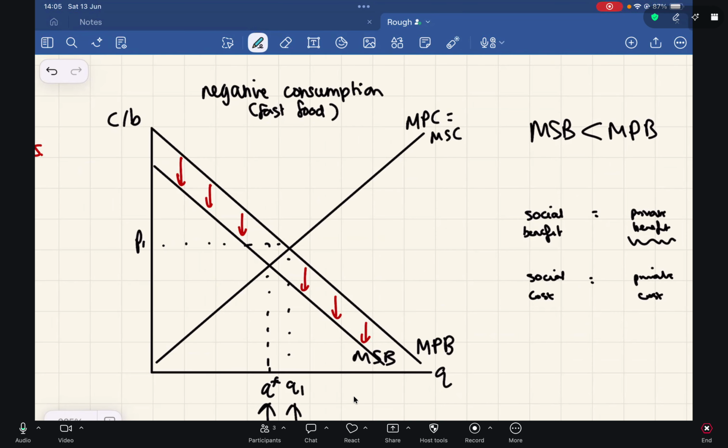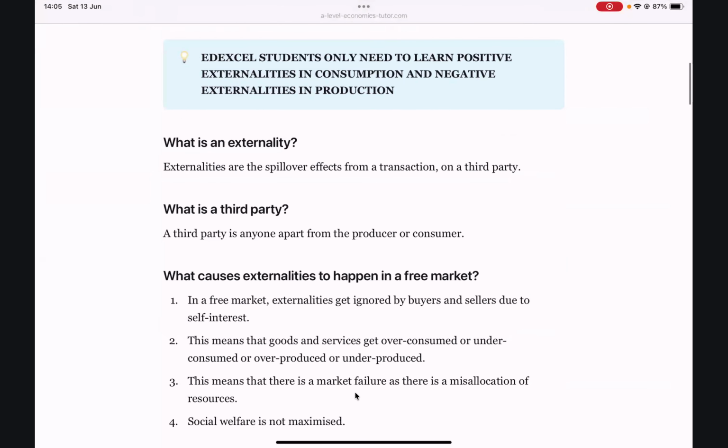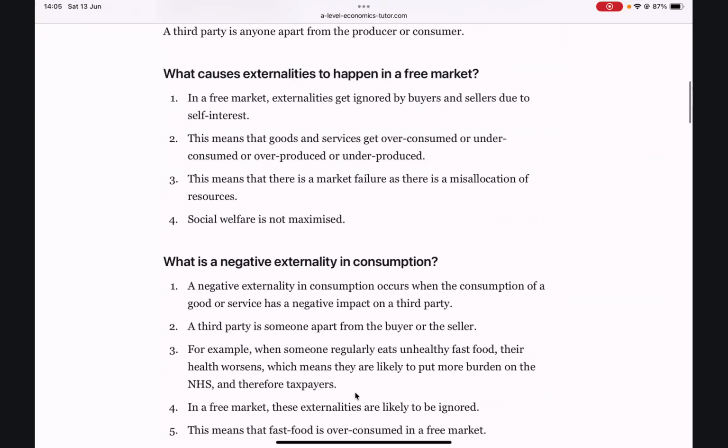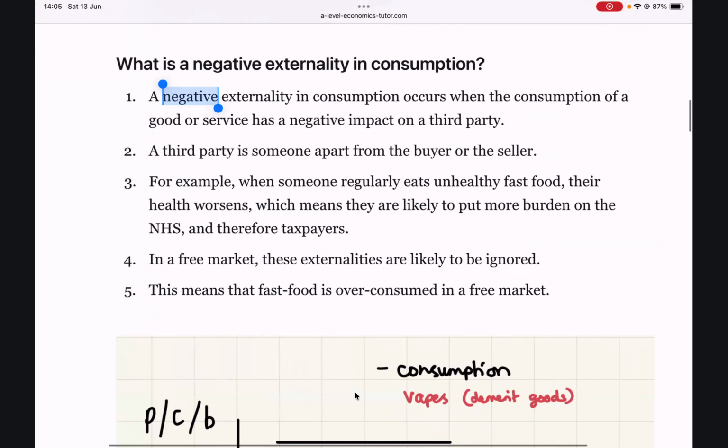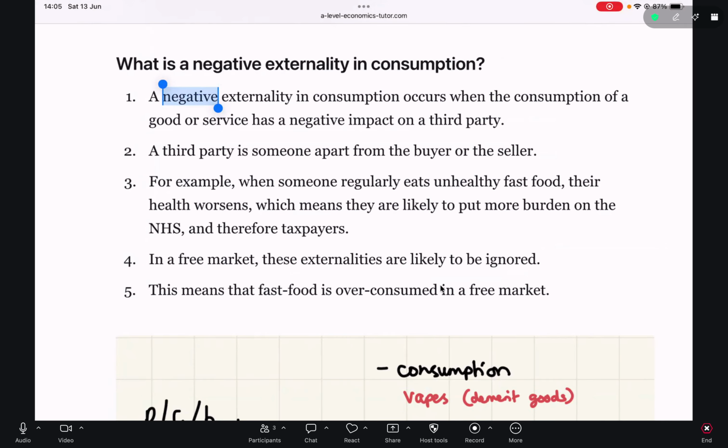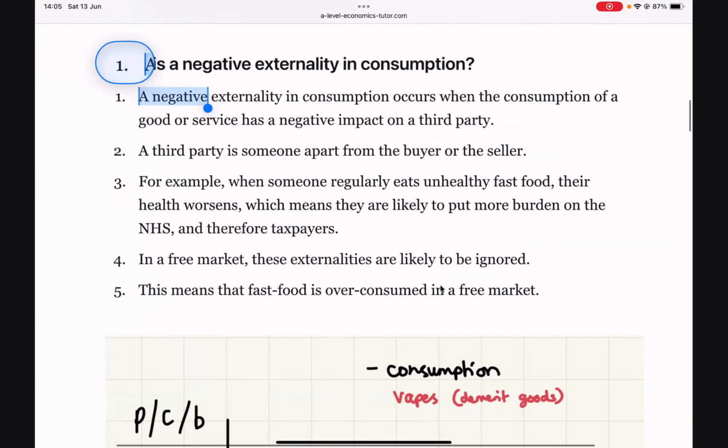Perfect. There's a bunch of examples here, you can just check them afterwards. So externalities are an example of market failure. To be fair, it's the only main example, but it is an example, or cause, of partial market failure.